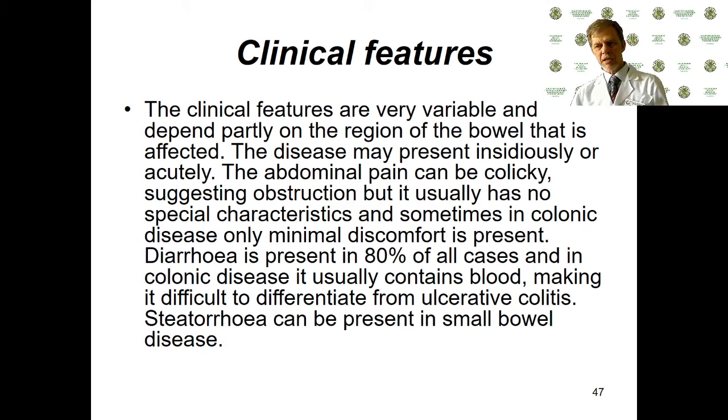Abdominal pain can be colicky, suggesting obstruction, but it usually has no special characteristic, and sometimes in colonic disease only minimal discomfort is present. Diarrhea is present in 80% of all cases, and in colonic disease it usually contains blood, making it difficult to differentiate from ulcerative colitis. Steatorrhea can be present in small bowel disease.